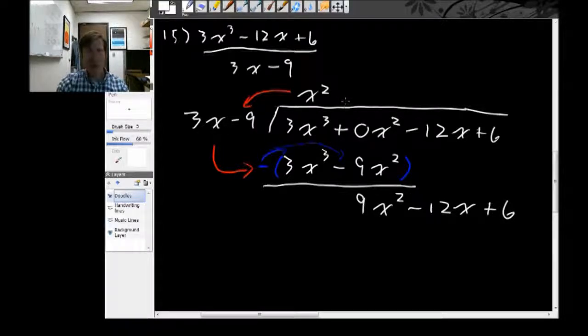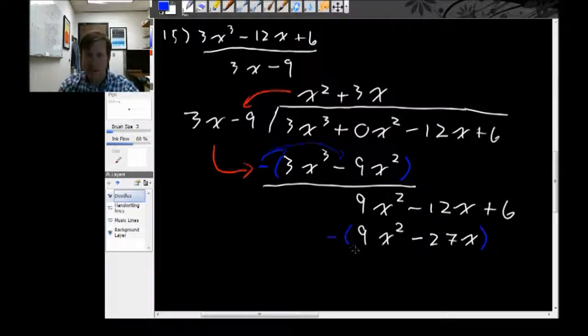Do the whole thing again. So what times 3x is 9x squared? That's going to be plus 3x. And then we take our 3x, multiply by our divisor. 3x times 3x is 9x squared. 3x times negative 9 is negative 27x.